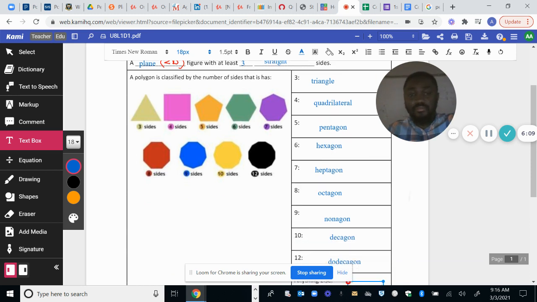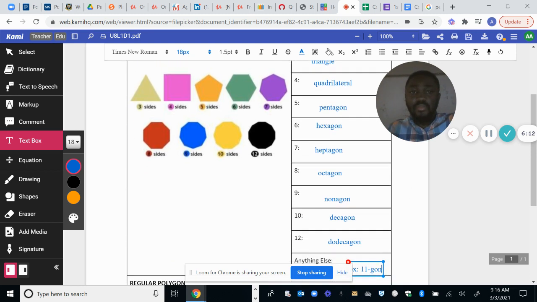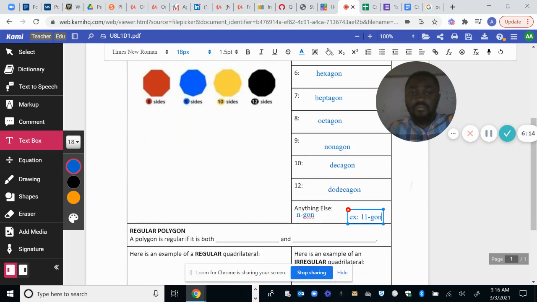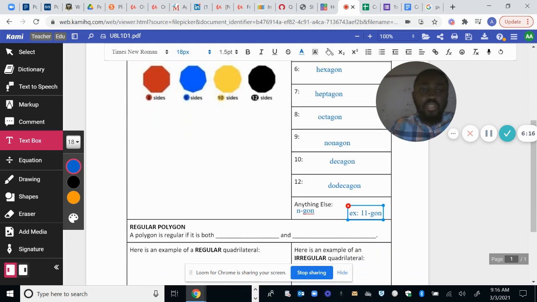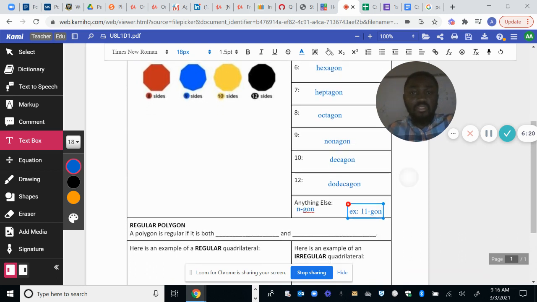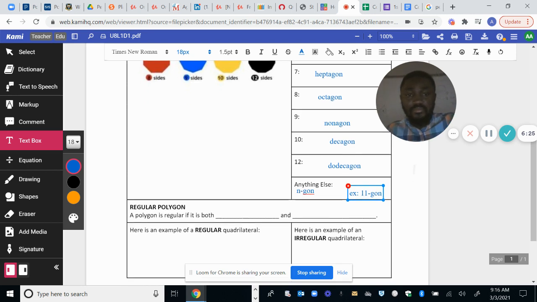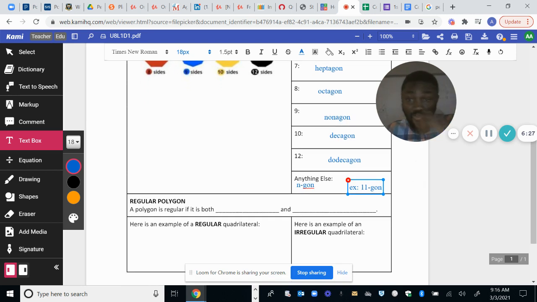And deca is always 10, like a decimeter. A decimeter means one tenth of a meter. And so then it goes like that.